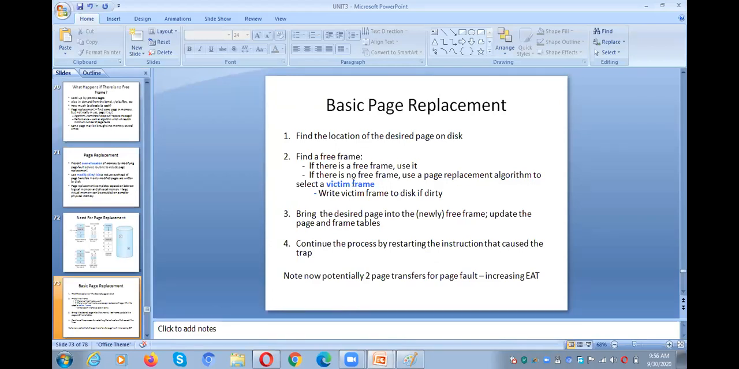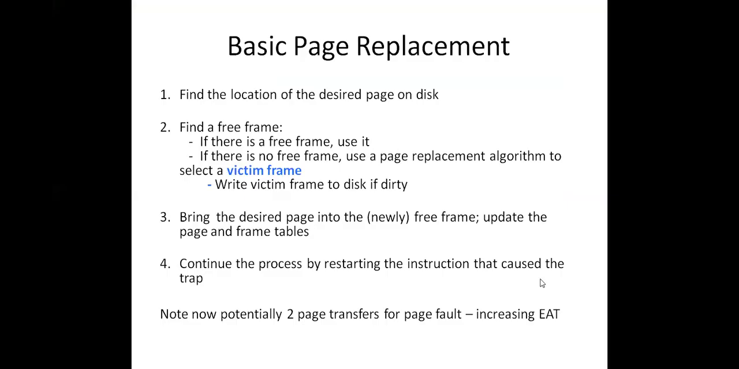So we need to find the location of the desired page on the disk. If there is a page fault, the operating system will check for the desired page on the disk. The page is on the disk, that means in the secondary memory or backing store. So what does the operating system have to do? It has to find a free frame. If there is a free frame, the operating system can use it. That means we can load a page from secondary memory disk to a main memory free frame.